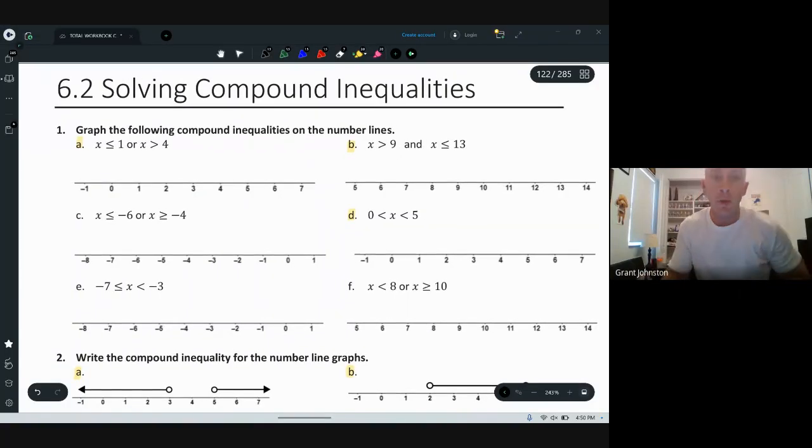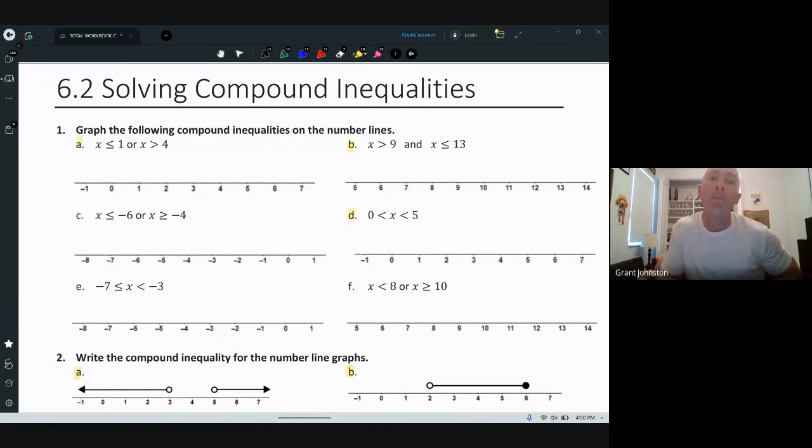Solving compound inequalities. Number one says graph the following compound inequalities on the number lines. A says x is less than or equal to 1 or x is greater than 4. Graphing compound inequalities is the same as graphing regular inequalities, just when there's compound, there's multiple things to graph.